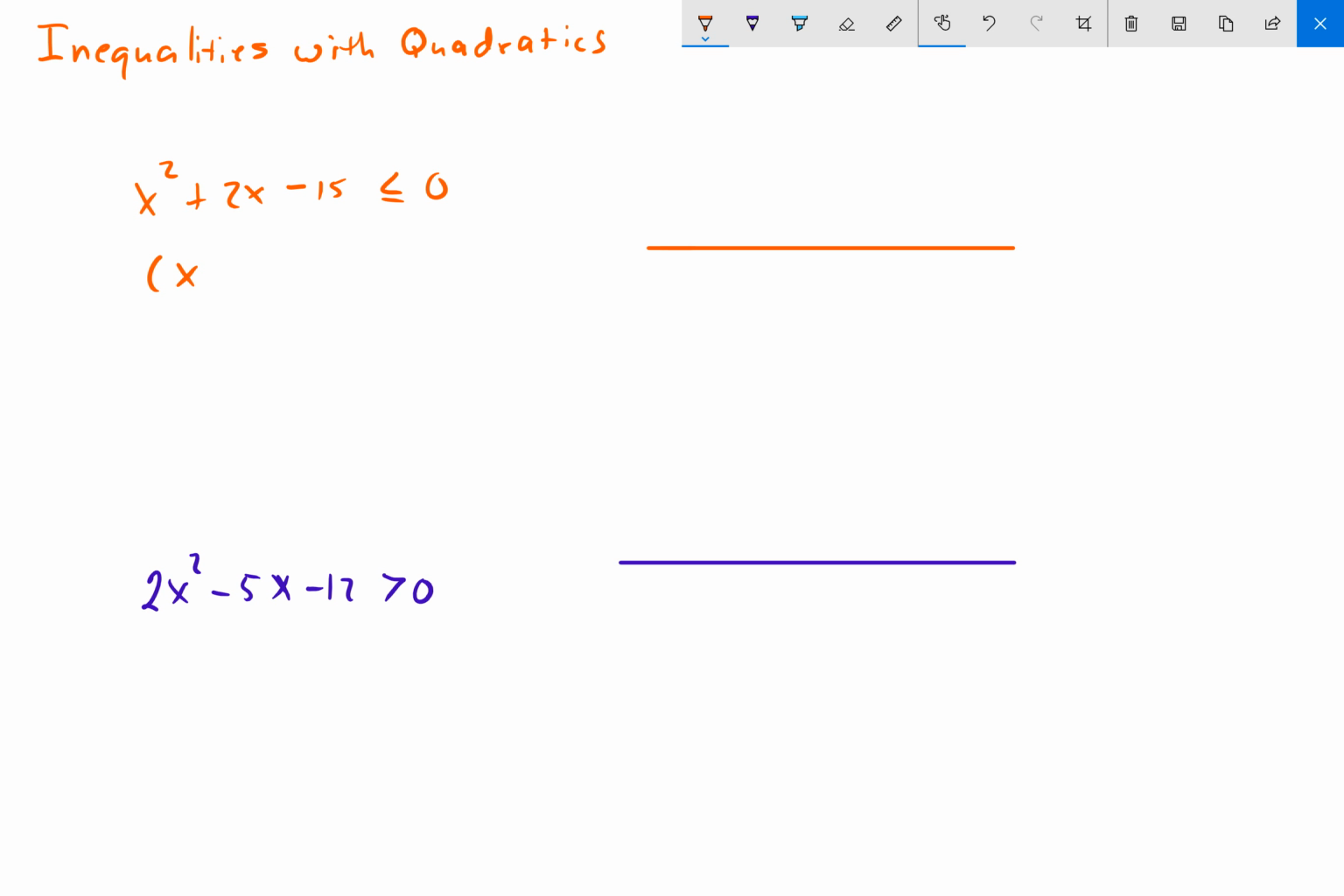X squared plus 2x minus 15 is less than or equal to 0. So if I have x squared plus 2x minus 15 is less than or equal to 0, I say, well, that's going to be x plus 5 and x minus 3, and it's still less than or equal to 0.